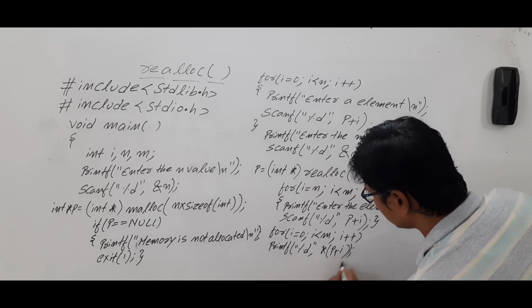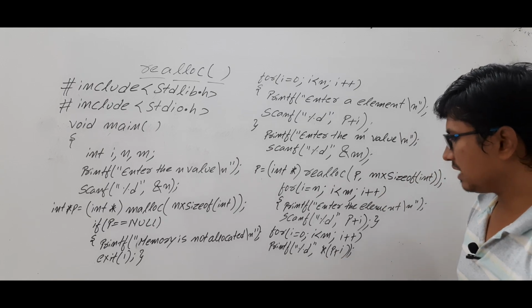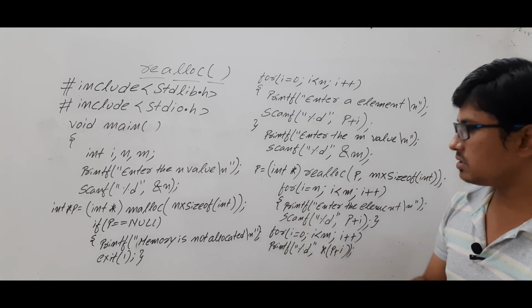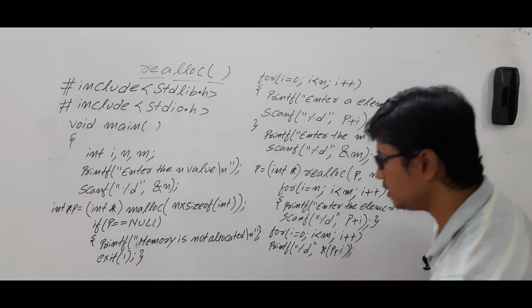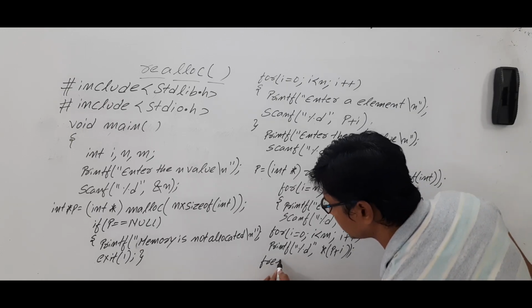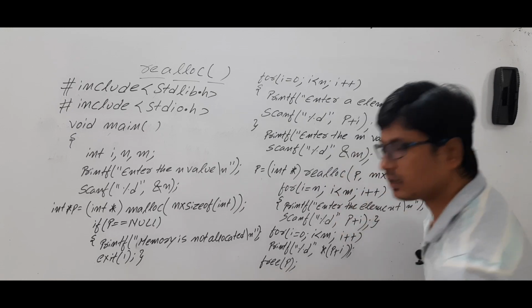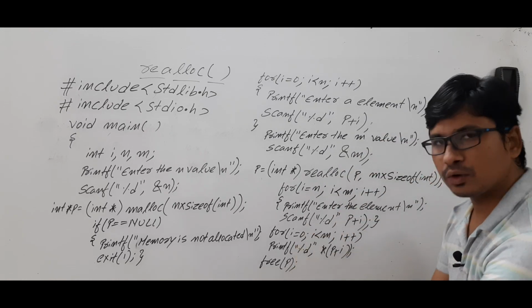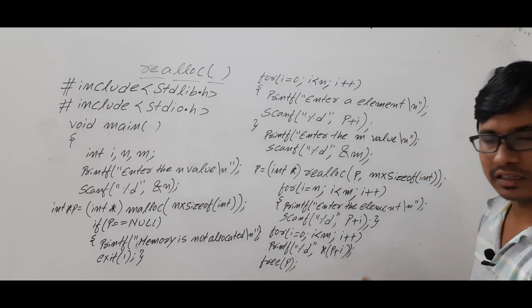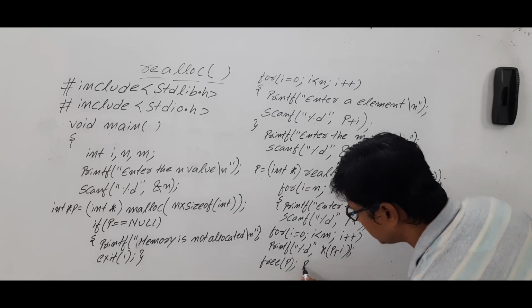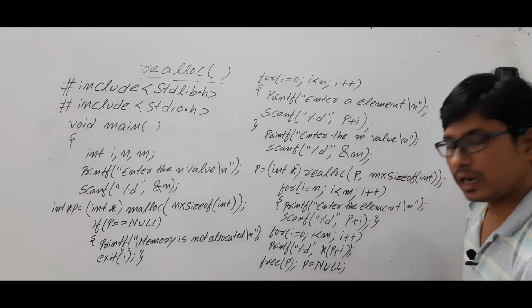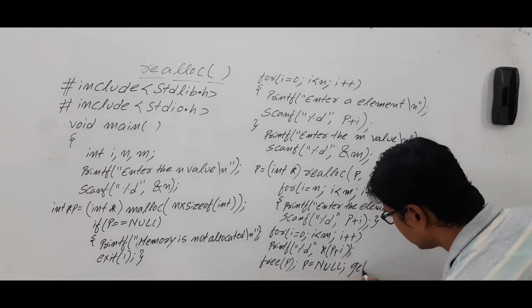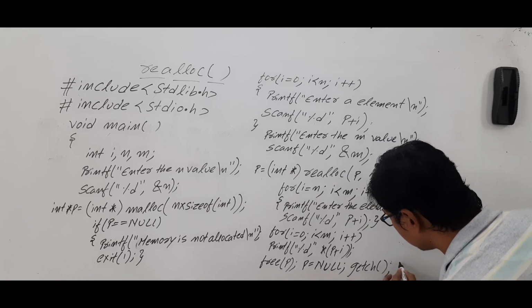You have to use the dereference operator to get the value. Once all these elements are displayed, you have to release the memory using a function called free, and you have to give the pointer name. Once it is done, I need to write in the new line, or I can write in the same line also, p is equal to null, and then getch, and I am closing the main function.